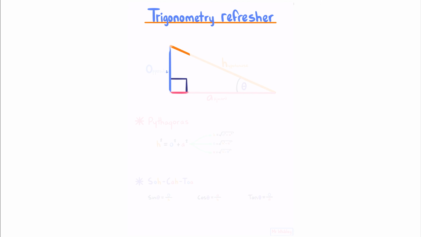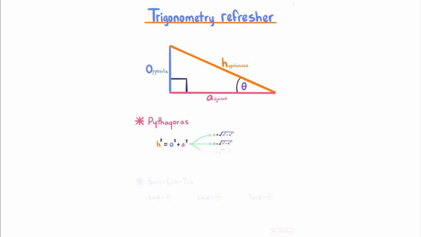If we have a right-angled triangle, the longest side is what we call the hypotenuse, and if this is defined as our angle, then the side opposite is called our opposite side, and the side adjacent to it is our adjacent side. If we were to instead define this as our angle, then the opposite and the adjacent would be the other way around. Pythagoras tells us that the hypotenuse squared is equal to the opposite squared plus the adjacent squared, which we can rearrange for each side.